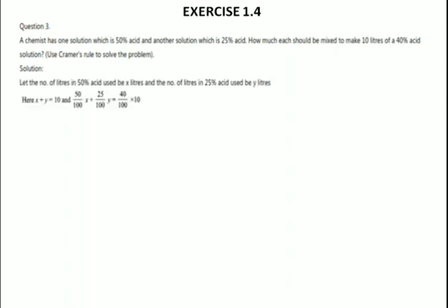Let the number of liters of 50% acid used be x liters and the number of liters of 25% acid used be y liters. Here x plus y equals 10, and 50 by 100 x plus 25 by 100 y equals 40 by 100 into 10. Then x plus y equals 10, x by 2 plus y by 4 equals 4, so 2x plus y equals 16.